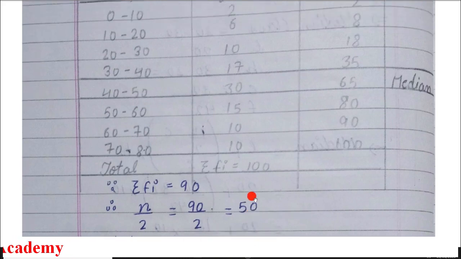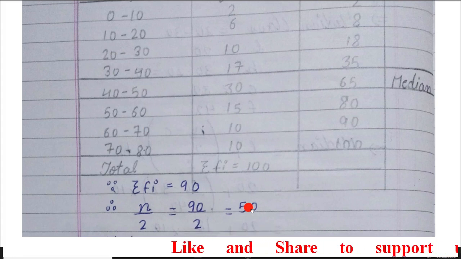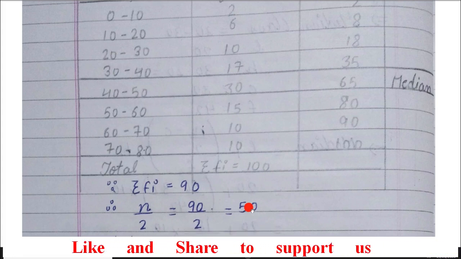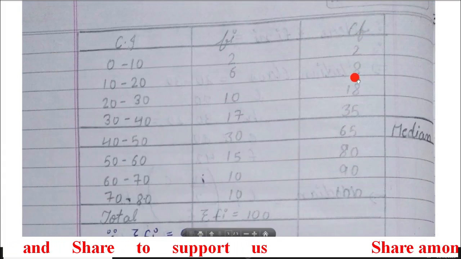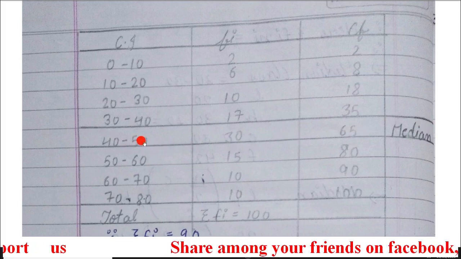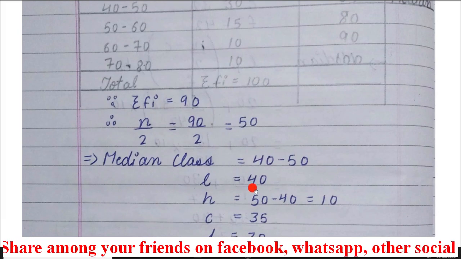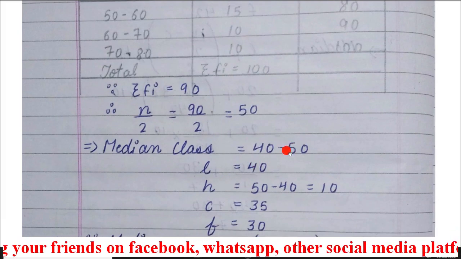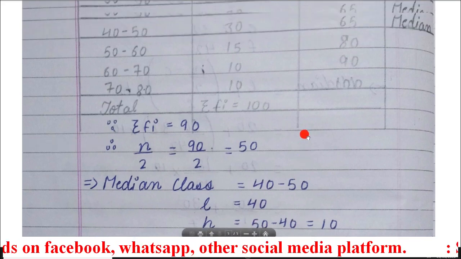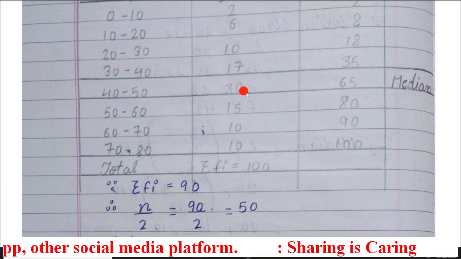So now we have to search the median class. Among them, which is going to be the median class, that n upon 2 will suggest to us: we have to see the CF which is just greater than 50. So 50, the greater one is 65. So this is your median class. So 40 to 50 is your class interval. Median class is 40 to 50, and L is the lower limit, H is the height, it is upper limit minus lower limit. Now C is preceding, means the one before, that is 35, and F is 30.